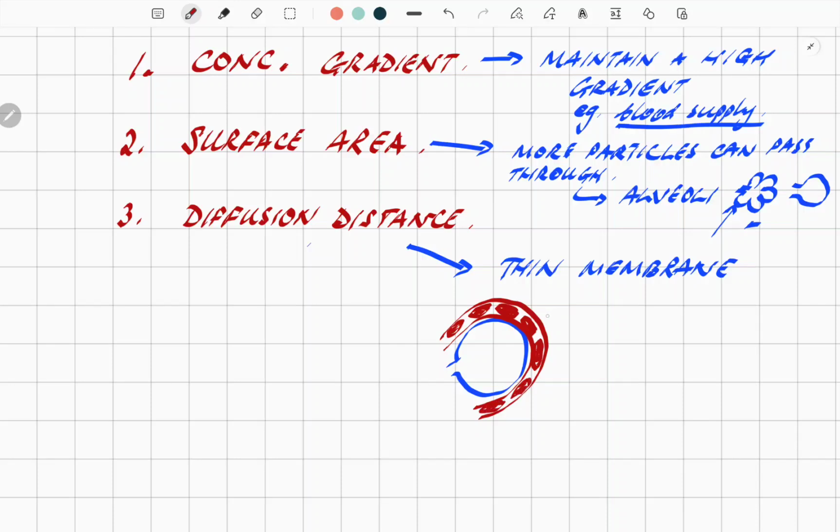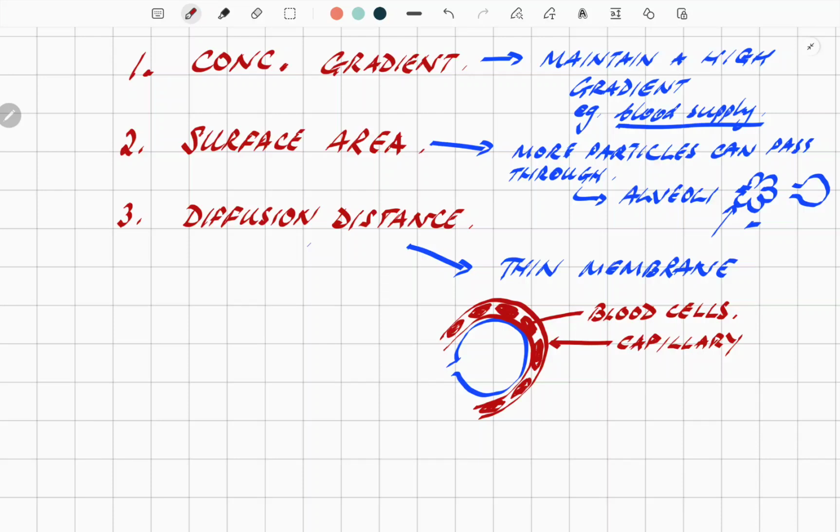Okay, so blood cells, red blood cells, of course. And that thing is a capillary, which is the thinnest, the narrowest and smallest blood vessel that we have in organisms and the human body.